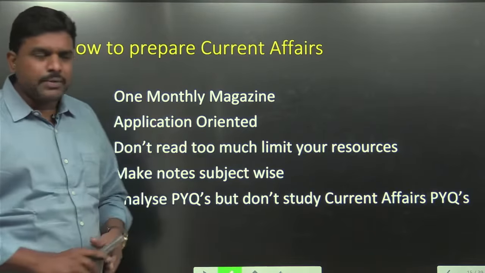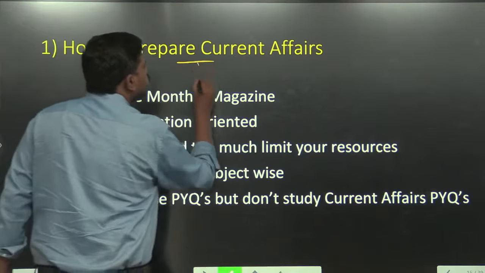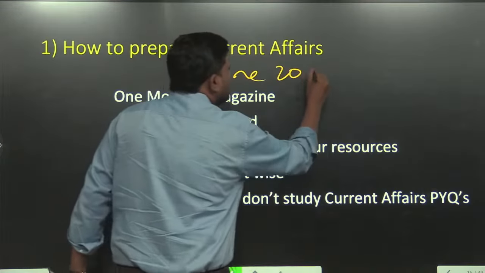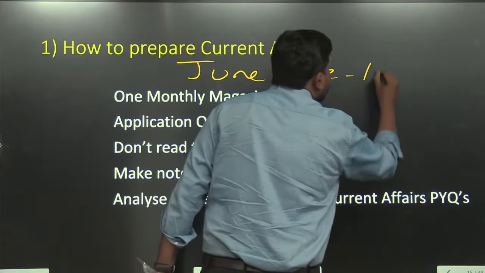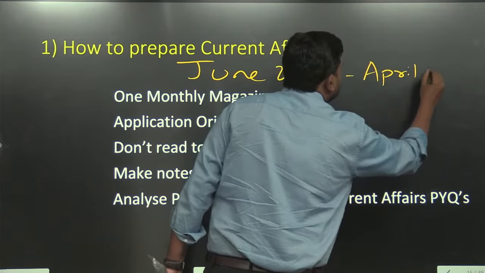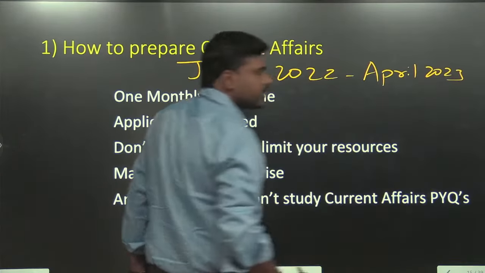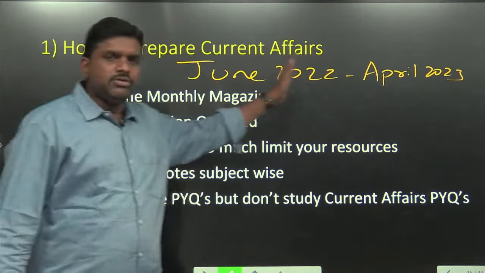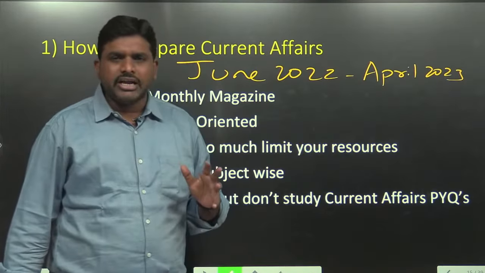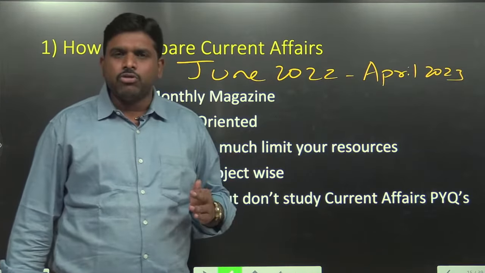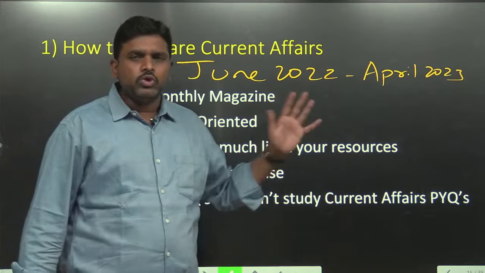From when to when, sir? From June 2022 to April 2023. From this particular time to this particular time, you have to follow the current affairs. You have to make the summary notes from June 2022 to April 2023.